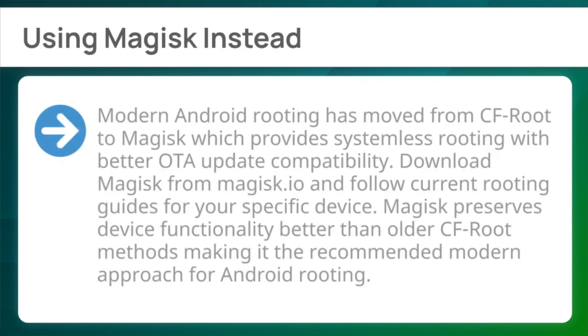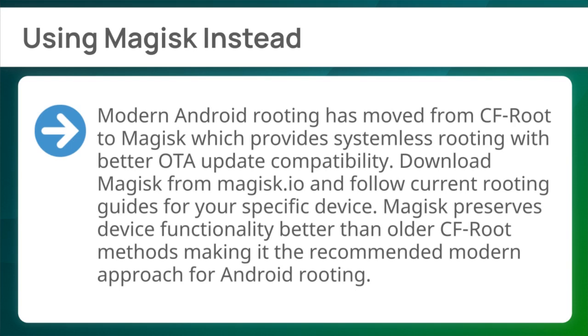Finally, using Magisk instead. Modern Android rooting has moved from CF root to Magisk, which provides systemless rooting with better OTA update compatibility. Download Magisk from magisk.io and follow current rooting guides for your specific device. Magisk preserves device functionality better than older CF root methods, making it the recommended modern approach for Android rooting.